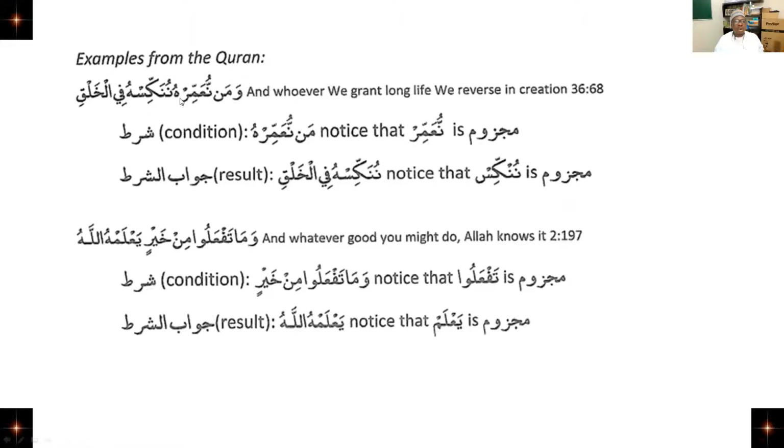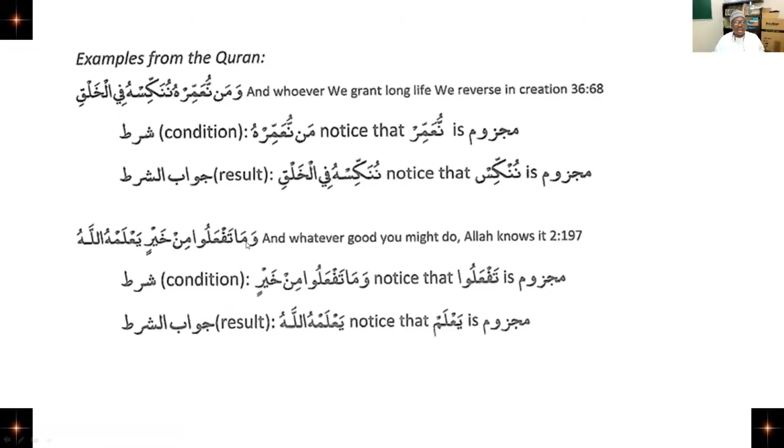Okay, so nu'ammir hu: nu'ammir is fi'il mudari' and the fa'il is nahnu, and hu is maf'ul bihi. Then nunakkishu. This is the second fi'il mudari' that has been affected by man to be the jawab of shart. Nunakkis, nahnu is fa'il, hu is maf'ul bihi, and fil khalq is jar wa majrur. So it says here that man nu'ammir is the condition, and notice that nu'ammir is majzoom. You can see the sukun here. Majzoom means it has sukun, and then the jawab shart is nunakkishu fil khalq. Notice also that nunakkis is also in jazm form.